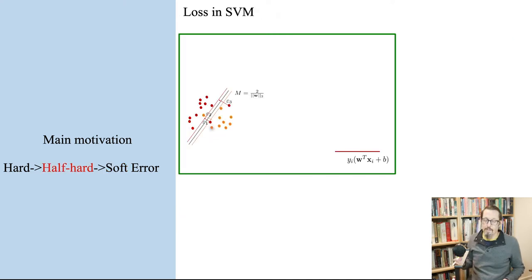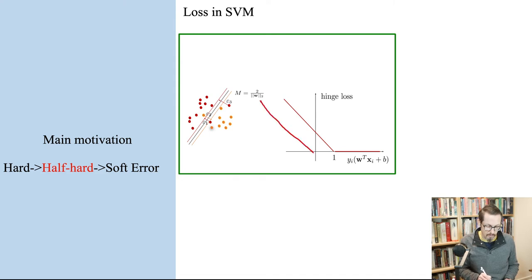All right, finally we have support vector machines. And support vector machines have their own kind of half-hard error. Very particularly, it's called the hinge loss. Now it looks suspiciously like the perceptron's loss. It's a half-hard loss, but there's an important difference. In the perceptron's case, it looked like that. It did the hinging at zero. Here we do the hinging at one.